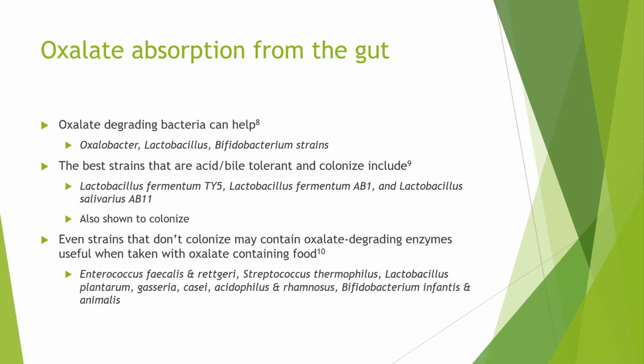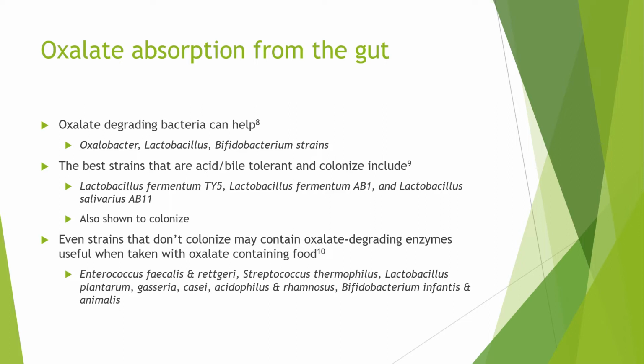There are dozens of members of our microbiome that can degrade oxalate. We don't necessarily know if they can work as Oxalobacter does by increasing secretion, but they possibly can. But there are a number of members of our microbiome that are useful for helping us break down oxalate, so that if we do get a substantial amount of free oxalate in our distal colon, we don't have to necessarily worry about absorption. The best strains that are acid and bile tolerant and colonized, meaning they'll make it through the stomach and colonize in the colon, include Lactobacillus fermentum TY5, Lactobacillus fermentum AB1, and Lactobacillus salivarius AB11. These are all shown to colonize, so you can hopefully take them and they'll stick around so that they can help you break down oxalate.